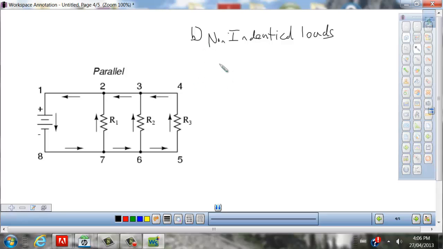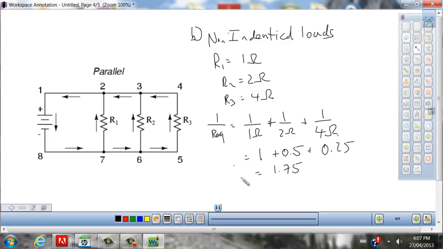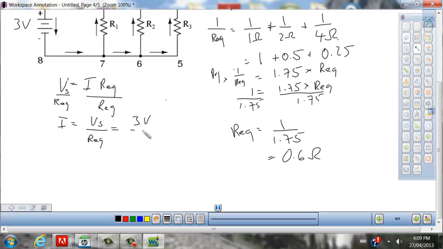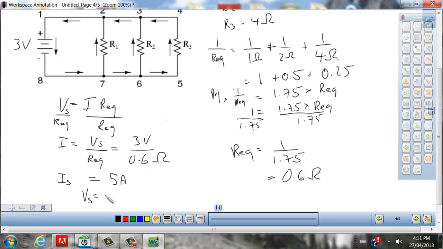When the loads are non-identical, you must do this calculation in order to get the R equivalent, and that equals 0.57, or we'll just round up to 0.6 ohms to make things easy. And so to calculate the current, V source equals I times R equivalent, and our source again is 3 volts, divided by 0.6 ohms, which equals, let me get my trusty calculator going, 5. Oh, is that ever cool? 5 amps.